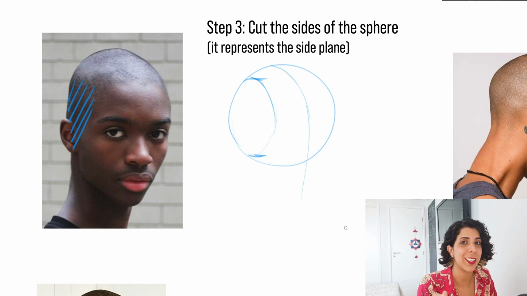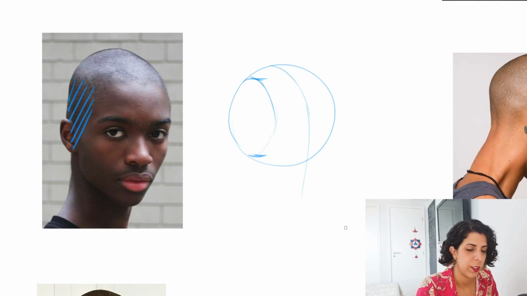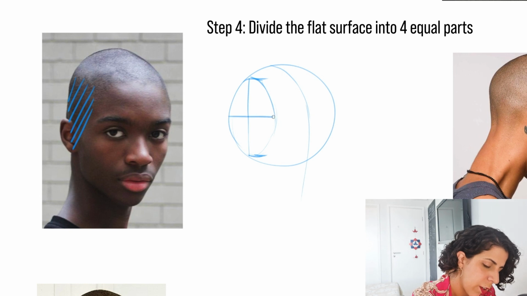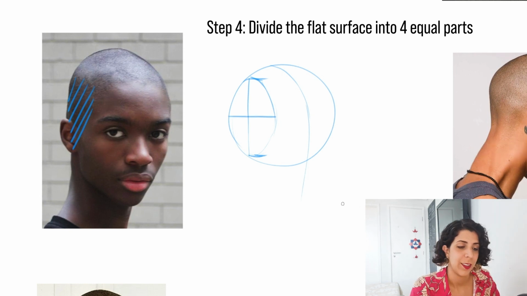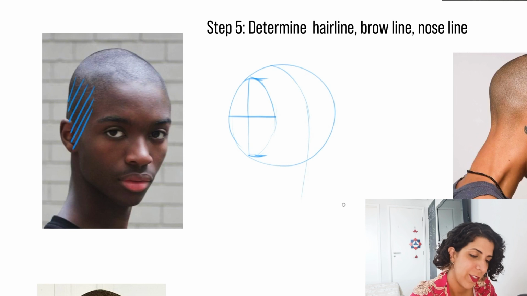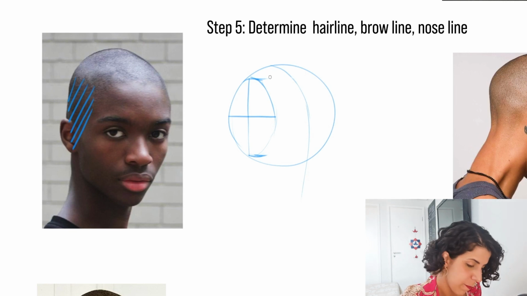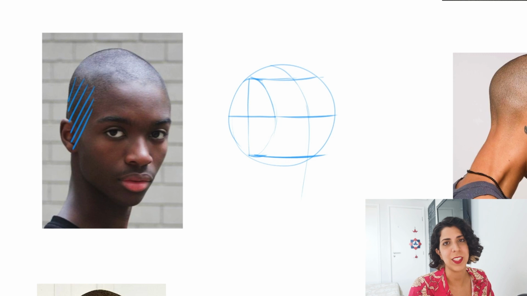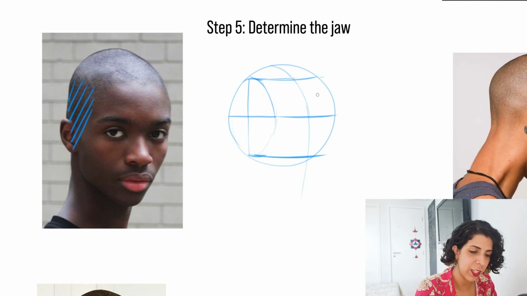So we're already starting to be able to make the face. The next step is you divide the cut in 4 pieces. And now look what we have. We have the hairline here, the brow, and the nose. Ta-da! And then all that's left is adding the jaw. And for that you see what is this distance and this distance and replicate it here.